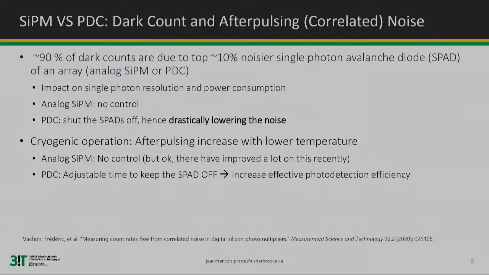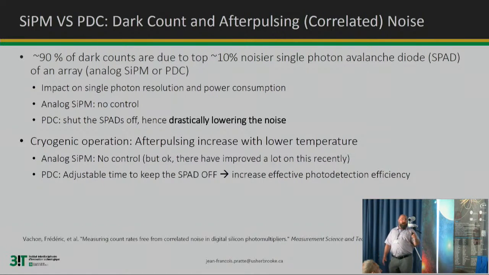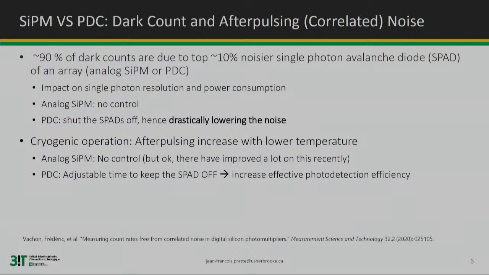Another point regarding dark count. It is well known now in the literature that about 90% of the dark count are due to the 10% noisier SPADs of the array. With an analog SiPM, you can't do anything about it. With a digital SiPM, I can just shut them off, and then I can win significantly on the noise. And I will show you measurements about this in the next few slides.